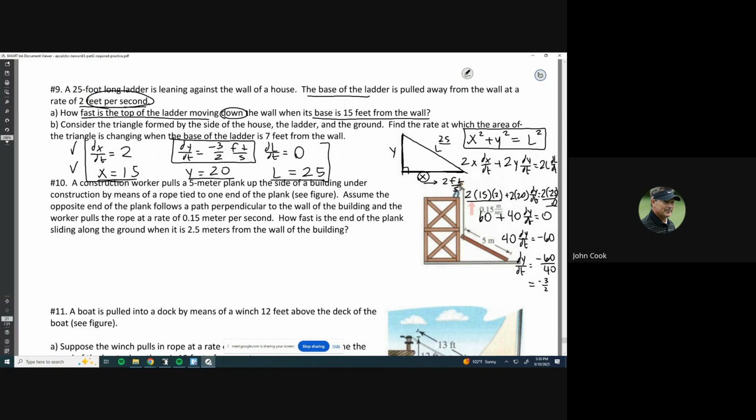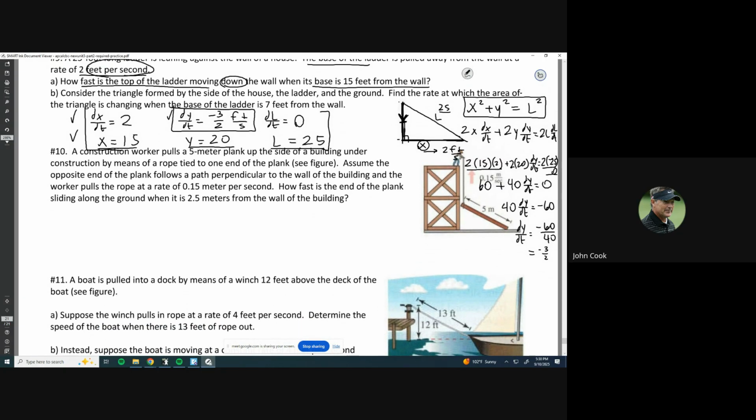Let's make sure that negative 3 over 2 makes sense, because it's a little weird that we have a negative value. Well, remember that the ladder is moving down the wall. The y value may have started really high, but at a certain point now it's decreasing. Since the y value is getting smaller as the ladder goes down the wall, dy/dt is going to be negative. So that does make sense. I just want you to make sure you understand that: if you have a negative rate of change, that's okay. It just means that your y value, or whatever variable you're working with, is decreasing instead of increasing.